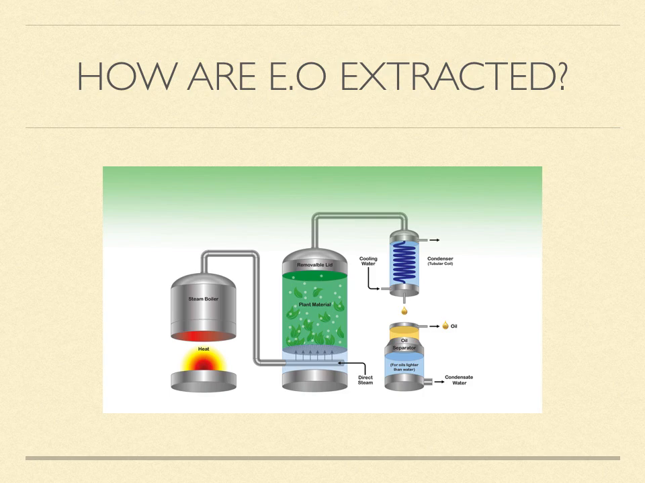So the steam will travel up through the plant material, and as it travels through the plant material, the steam will pick up some of these aromatic molecules, and it will travel upwards through the pipe that you can see there at the top. We then make it travel through a condenser, which is basically a coiled tube that is bathing in cold water. Because the coiled tube is bathing in cold water, the walls of the tube are cold. So the steam, as it hits the tube, will condense alongside the walls of the tube.